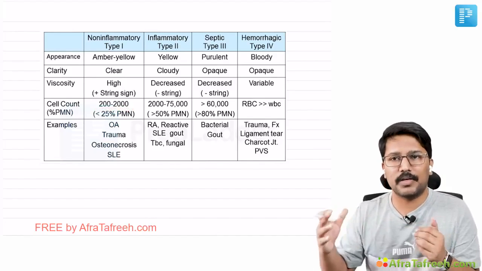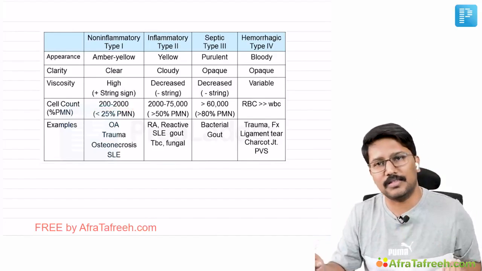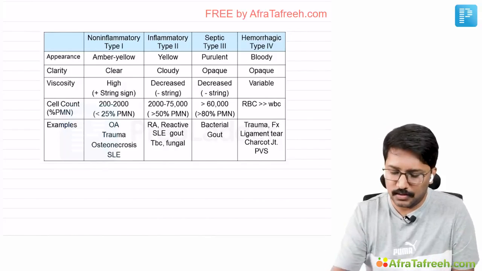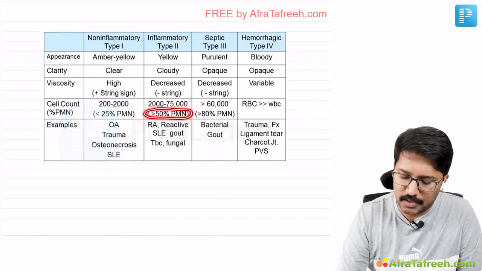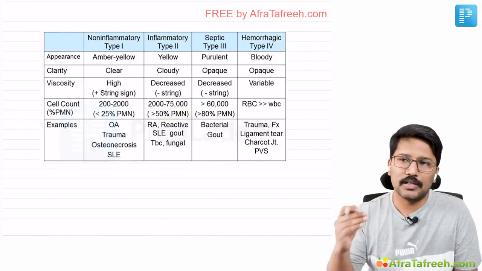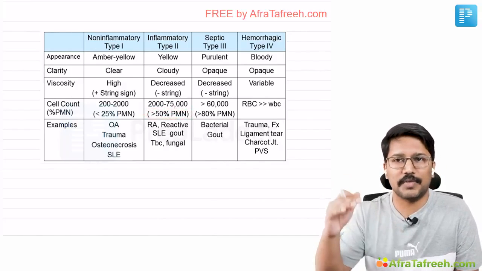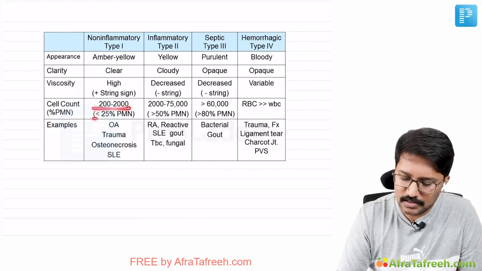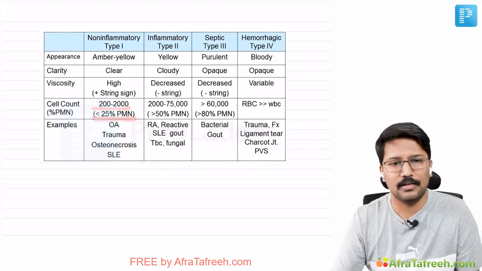2000 plus we will be considering inflammatory. Less than 2000 we will be considering non-inflammatory. And if you look at the differential count, more than 50% in case of inflammatory will be polymorphonuclear cells, and this percentage might rise whenever there is an acute flare-up. Okay. On the other hand, in non-inflammatory cases, the PMN count will be less than 25%.